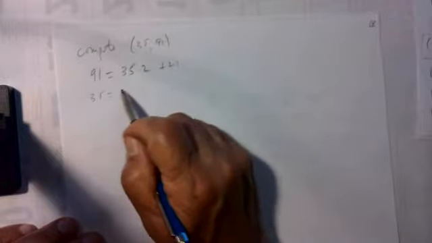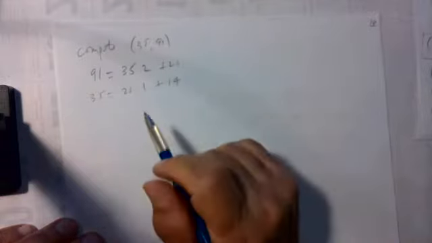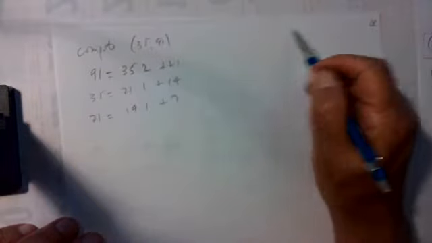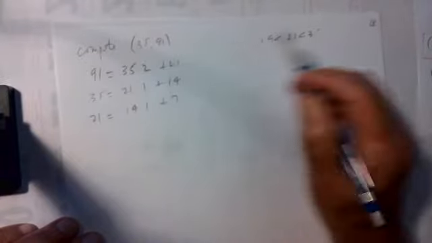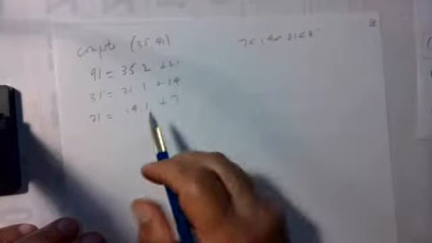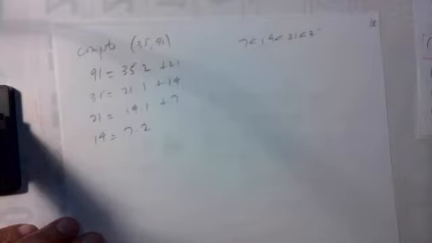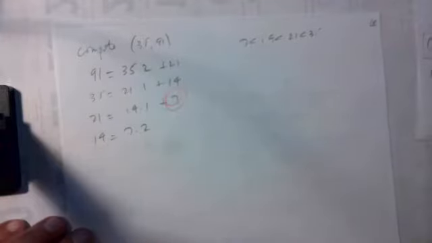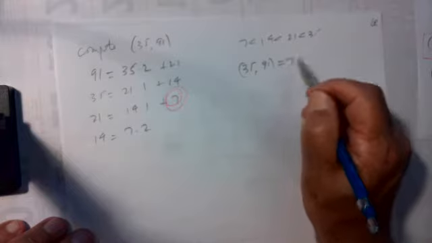If I take 35 and divide it by 21, I get a quotient of 1 and a remainder of 14. If I take 21 and divide it by 14, I get a quotient of 1 and a remainder of 7. And notice these remainders: 21 is less than 35, 14 is less than 21, 7 is less than 14. I take 14, I divide it by 7, I get a remainder of 0. So the last positive remainder is 7. So this proves that the greatest common divisor of 35 and 91 is 7.